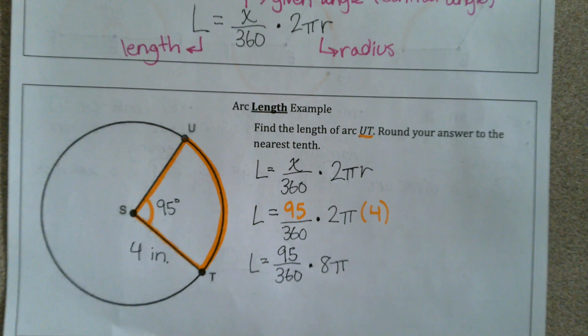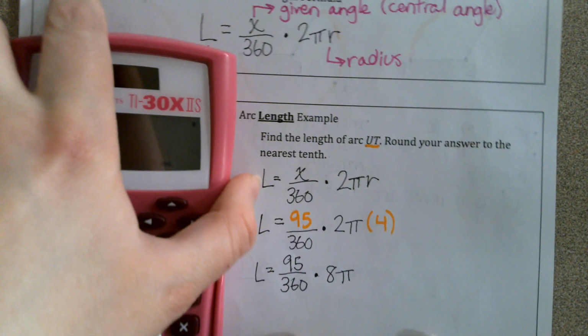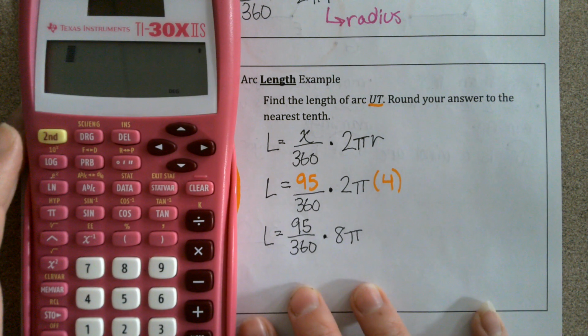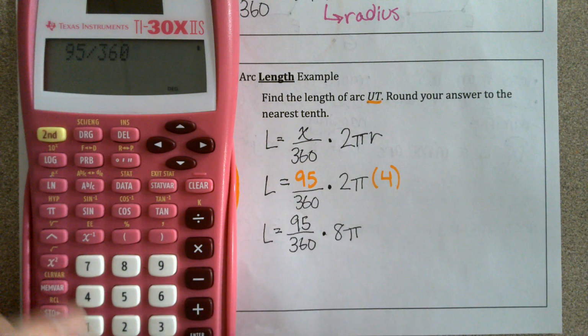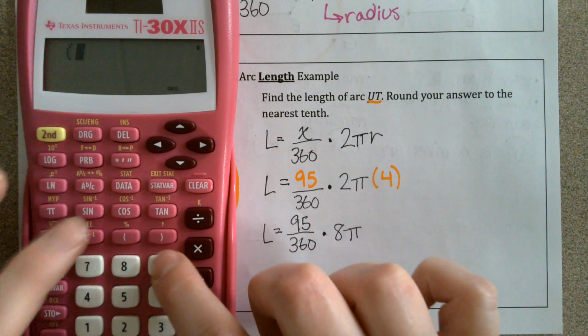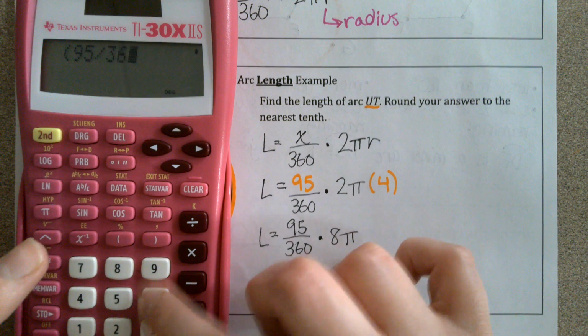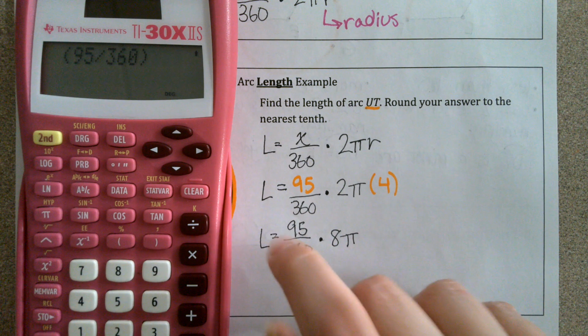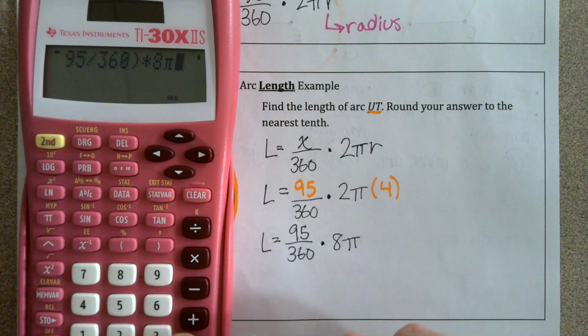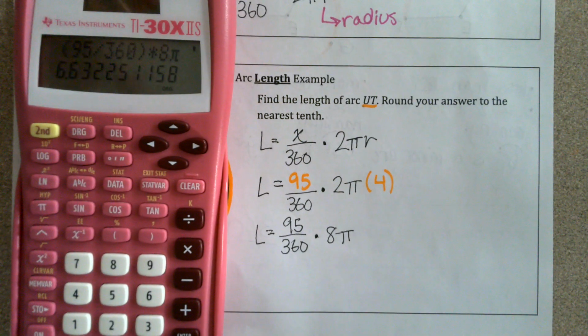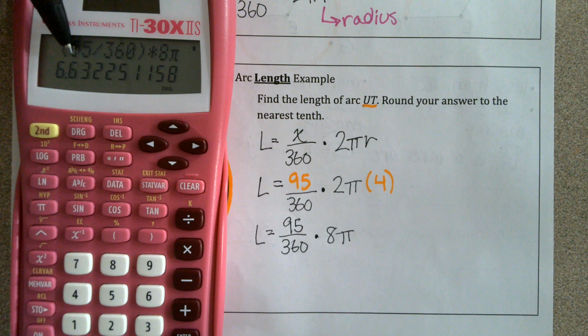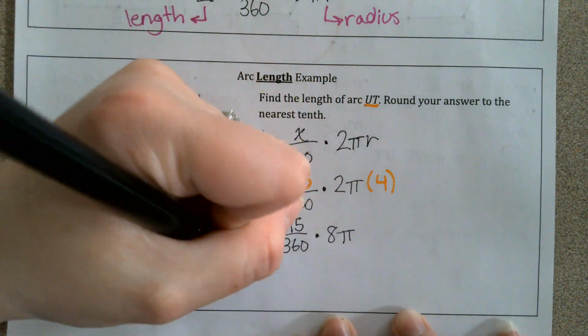Now I would personally go to my calculator. So for that, I have 95 divided by 360. It is best if you put parentheses. 95 divided by 360 times 8 pi. And there's my answer. I just have to round to the nearest tenth. Tenths place is this 6 here. So since the next number is a 3, that's not enough to bump the 6 up to a 7. So 6.6 is the arc length.